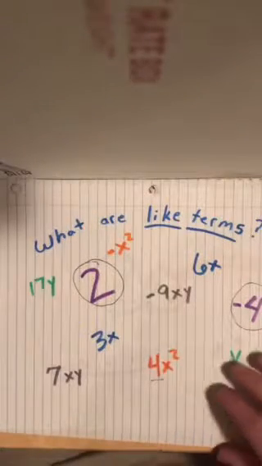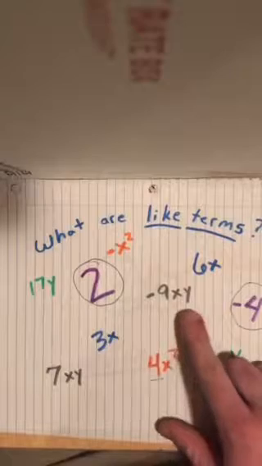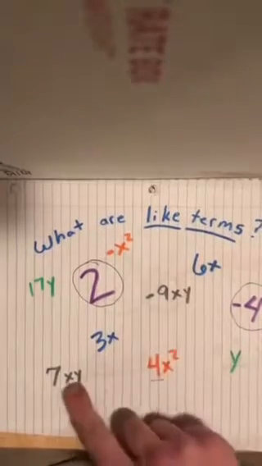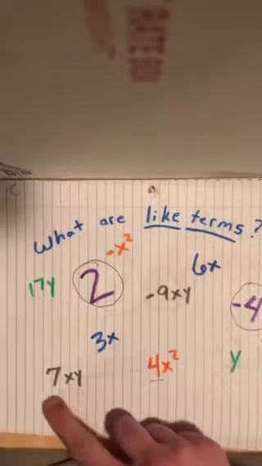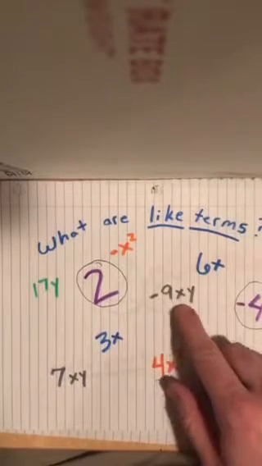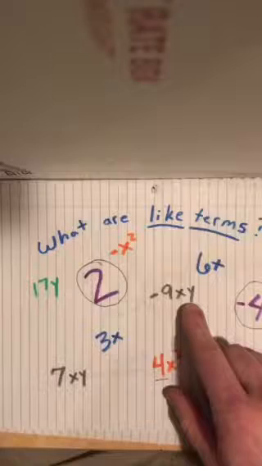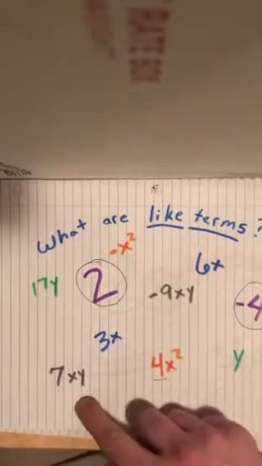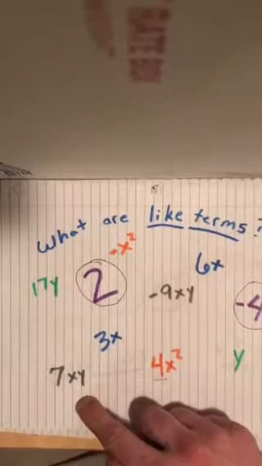So when looking at our alike terms, we must look at both variables that are seen. For instance, here we have 7xy and negative 9xy. So we can combine those terms to give us negative 2xy.